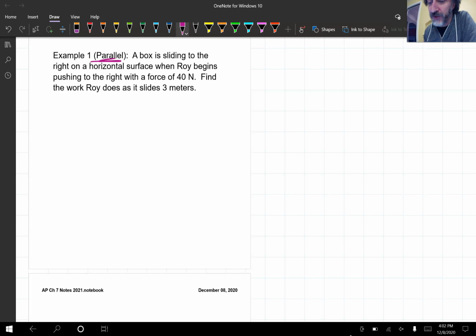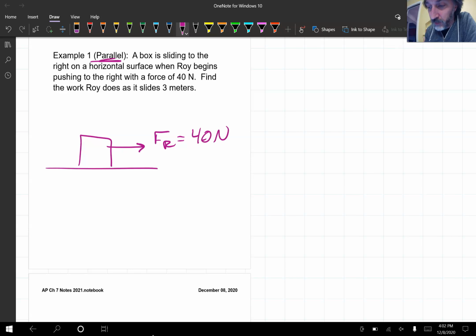Here we've got a box sliding to the right, and Roy pushes it to the right. So here's my box. The problem tells us that the force of Roy is 40 newtons, and that it's going to slide to the right 3 meters. So here's my displacement vector.